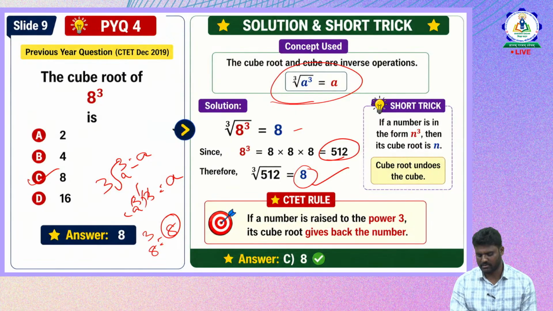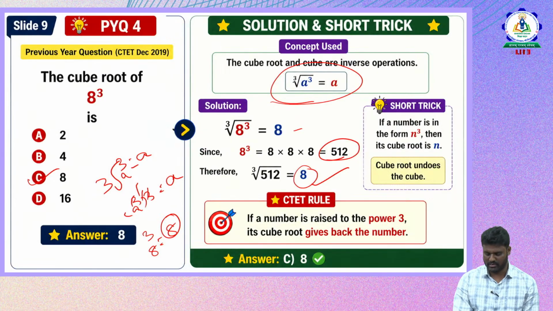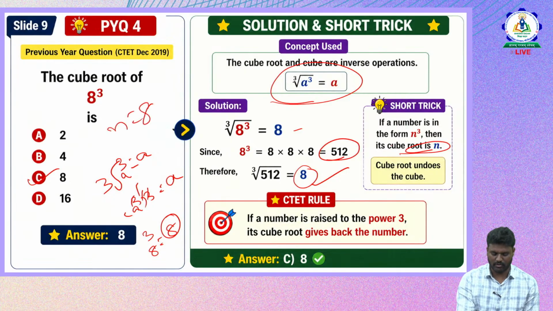So remember always, if a number is in the form of n to the power of 3, then the cube root is always n. Now if you see the given number, n is equal to 8, and it is in the form of n cubed, so therefore the cube root always becomes n. Okay, this is the one thing.